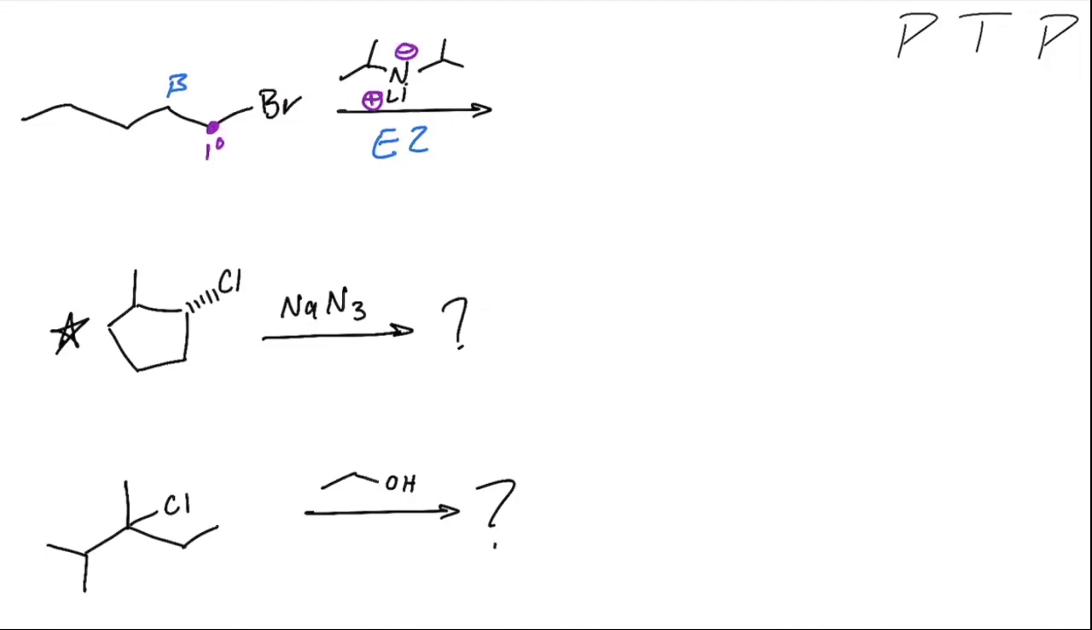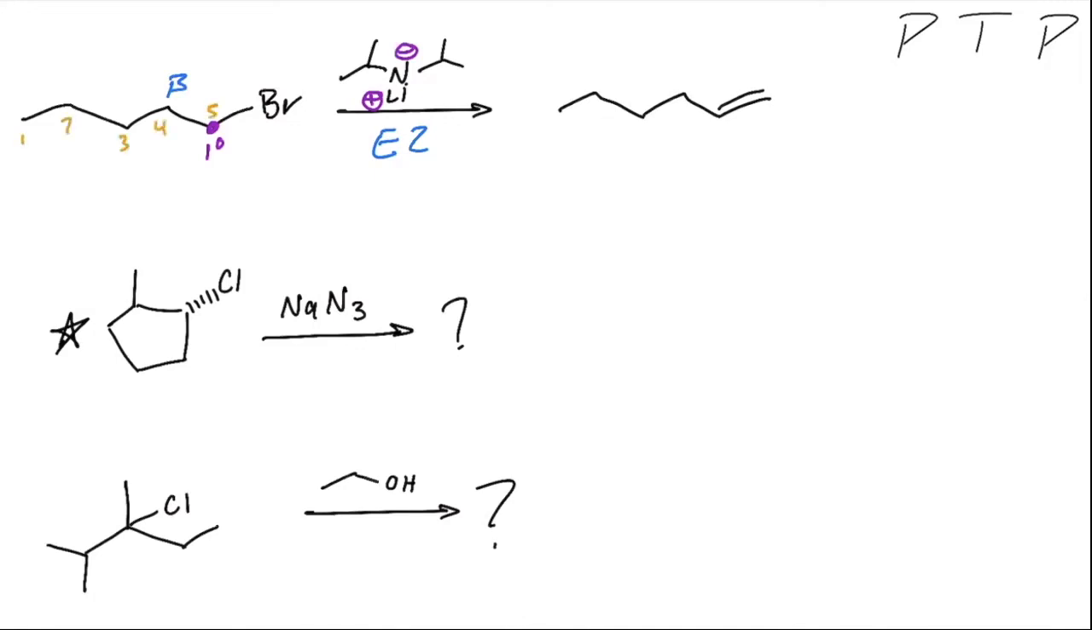But one thing you do want to do here is be really careful about counting your carbons. Is that the correct product for this reaction? No, it sure looks right, doesn't it? It looks like we lost the bromine and we made an alkene because we know this is an elimination reaction, but count carefully.